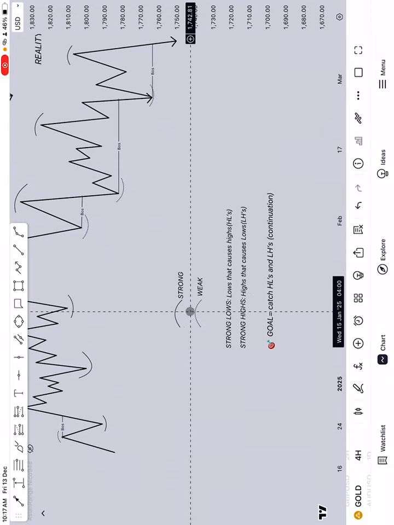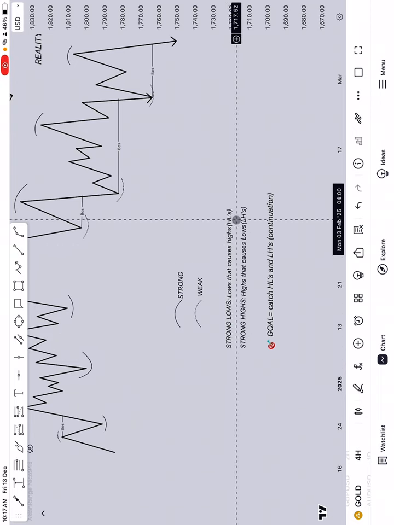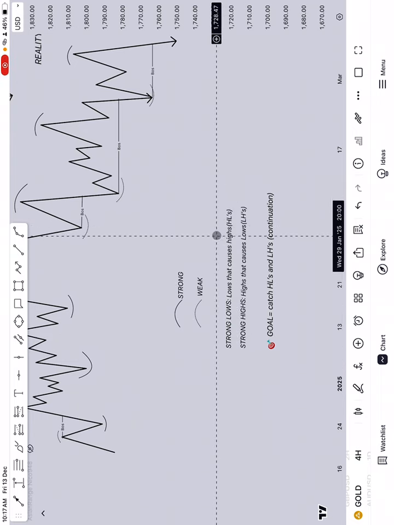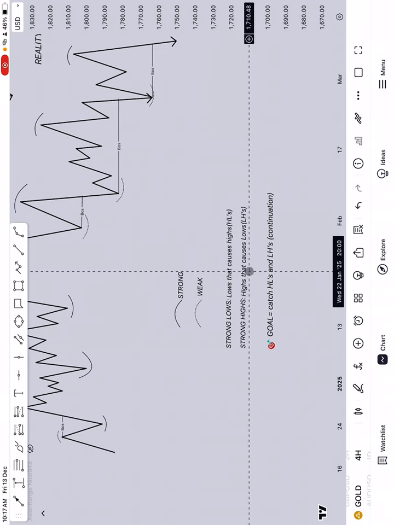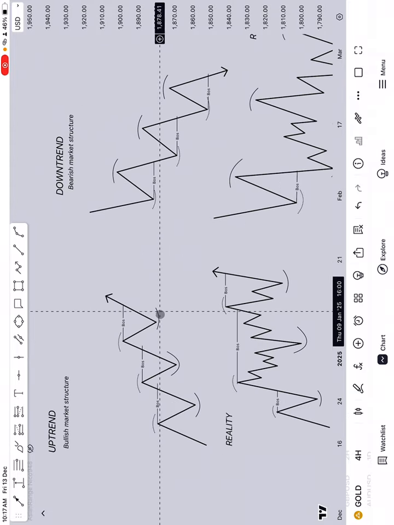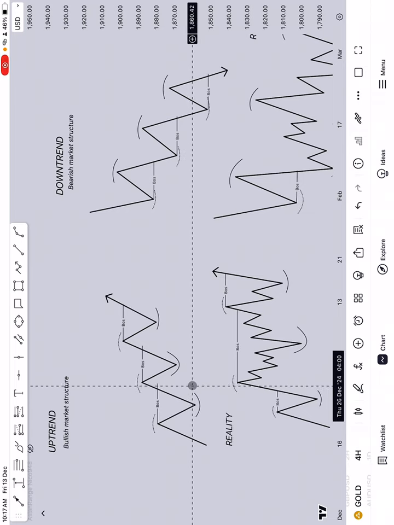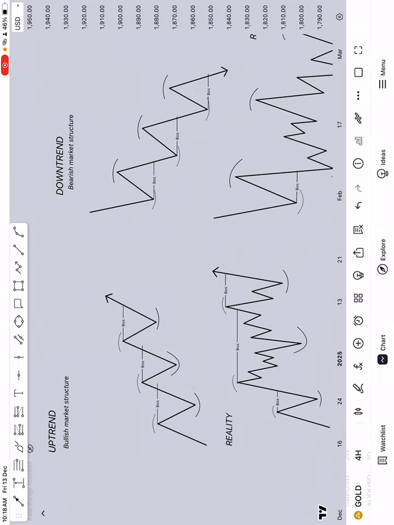So remember, let's go through this. A strong low is a low that causes a high, and a strong high is a high that causes a low. So remember, the job of a low is to create a high, and the job of a high is to create a low. So when a high has successfully made a low, that is what is considered a strong high. And when a low has successfully created a high, that is what is considered a strong low.